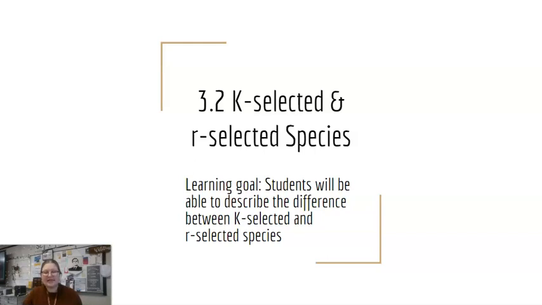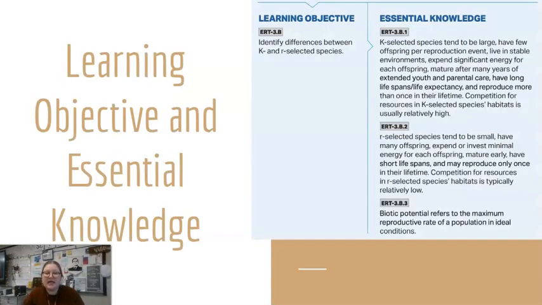All right, welcome to our second lesson for Unit 3. We talked about specialists and generalists last lesson, and now we're going to talk about K-selected and R-selected species, another way to characterize different species. The learning goal is that you'll be able to describe the difference between K-selected and R-selected species. The AP learning objective: identify key differences between K and R-selected species.